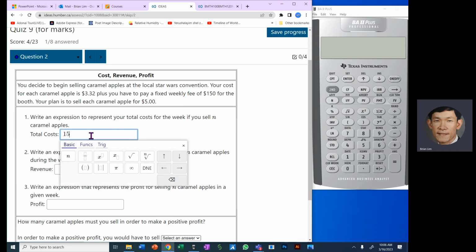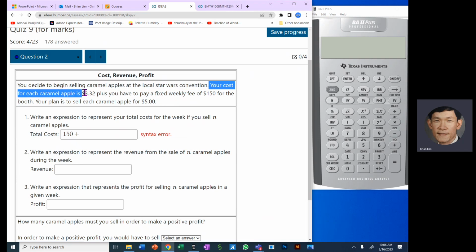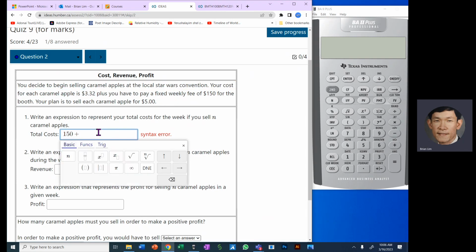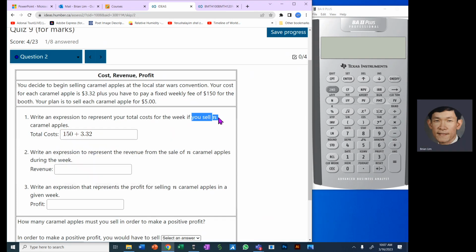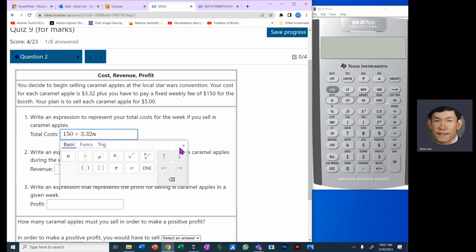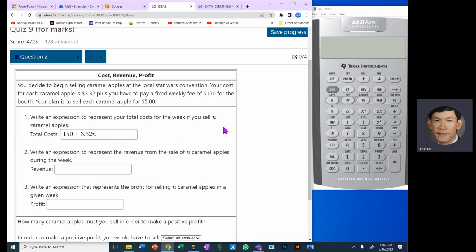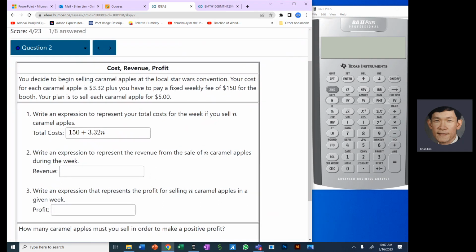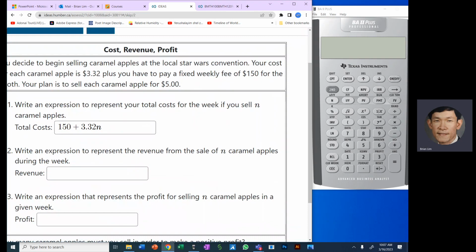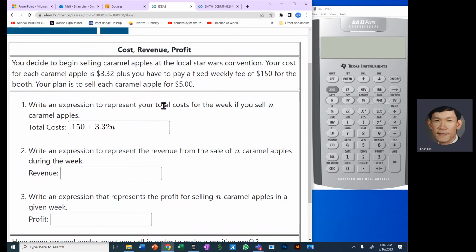So that is 150. Then to that, we have to add what? Well, the variable cost, and that variable cost is the cost for each caramel apple, $3.32. And then we sell n caramel apples, so we have to put in 3.32 times n, and that should be the correct expression for the total cost. All right, good. So we've got that done.